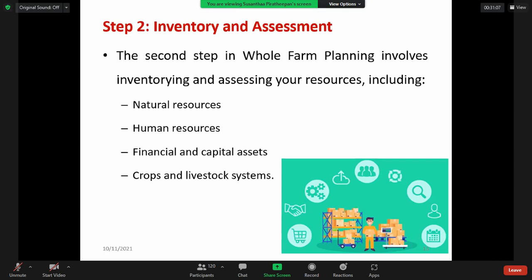And the third one is the financial and capital assets. So the capital investment which you have, or what buildings or any other assets you have. And the fourth one, crops and livestock system. You want to decide whether to have an individual livestock system or an integrated system. These are the major resources we usually assess when we are planning a farm.